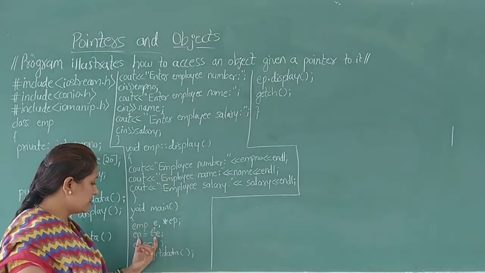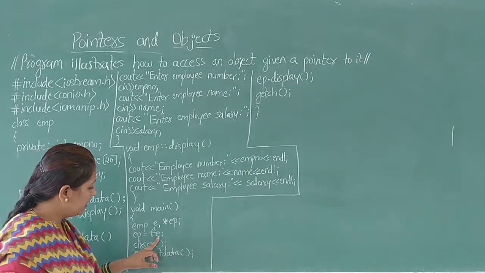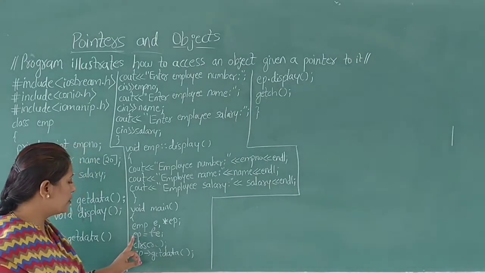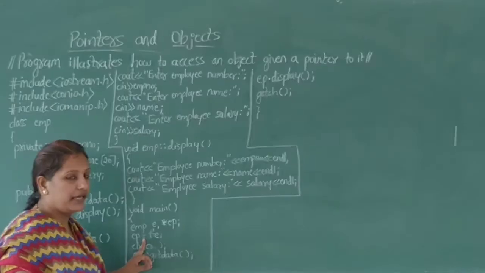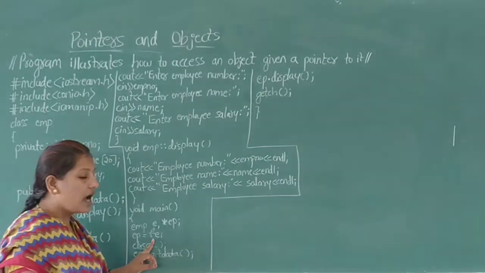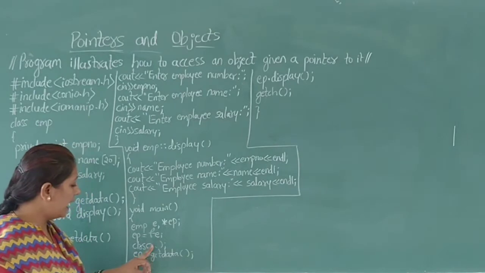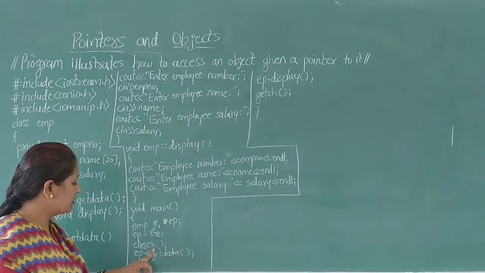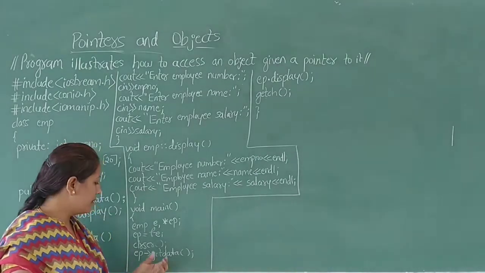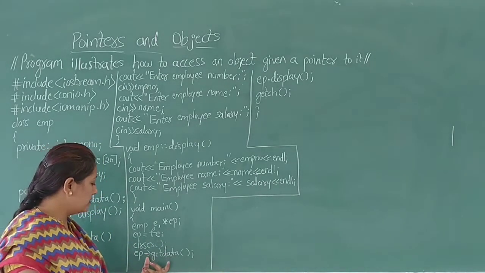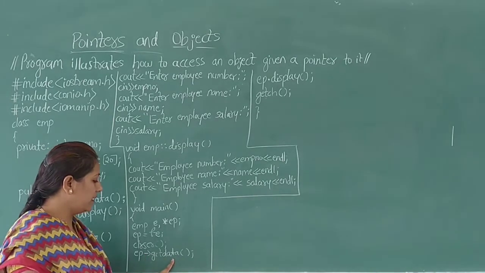Okay, in the next statement, the address of object e is passed to the object pointer ep using the assignment operator with the address-of operator, ampersand. And the next statement executes the clrscr function. It clears the output screen. In the next statement, ep arrow operator get data function.